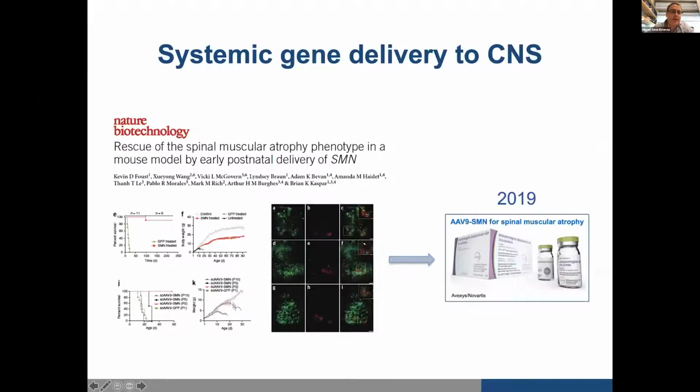Nonetheless, this finding that it transduces motor neurons very effectively was used to develop a therapy for spinal muscular atrophy, and in 2019, again, a landmark approval from the FDA for a product. And I have nothing to do with AveXis or Novartis, so this is not an endorsement of their product. This is really stating that this product is now approved for use in the United States, and it's in a different phase, I think approaching approval in the European Union as well.